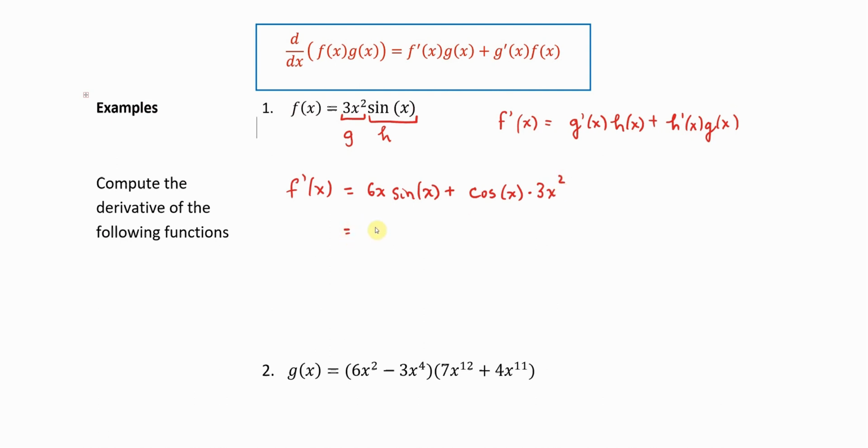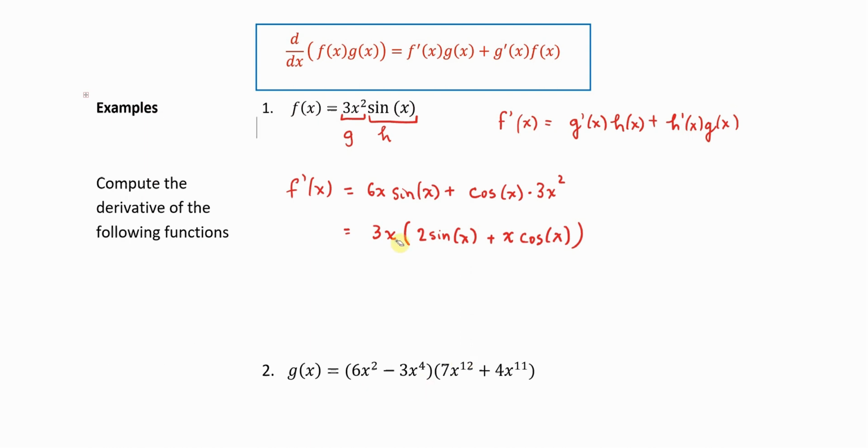It's helpful many times just to factor and simplify a little bit, so we can factor 3x out of both of the terms, and this leaves me with 2 sine x plus x cosine x. All right, so there you go. It's one example. Down here we have another example.